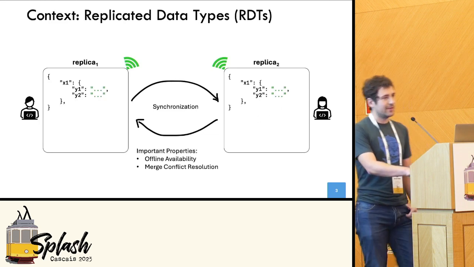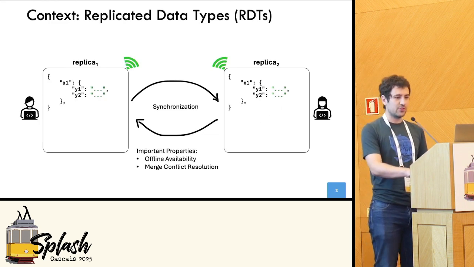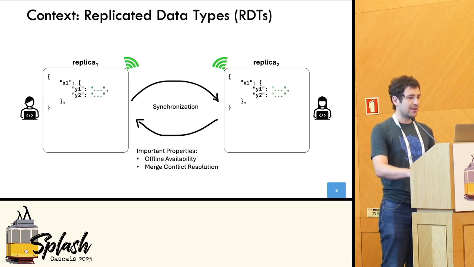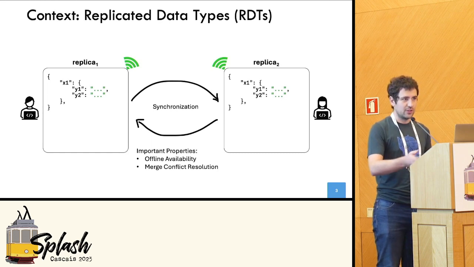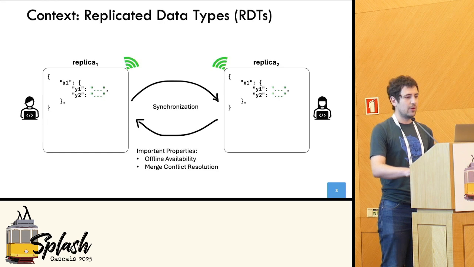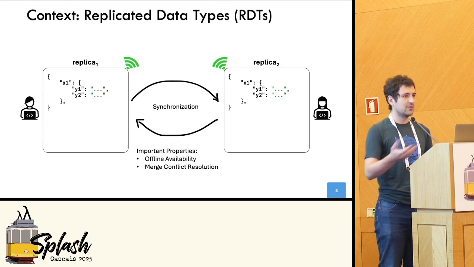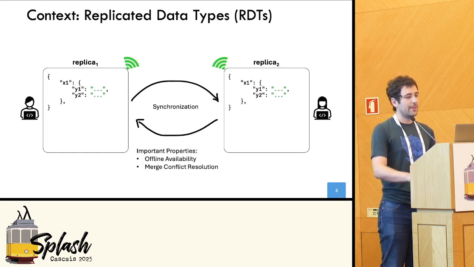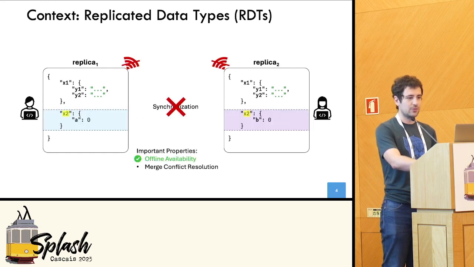Nowadays, replicated data types are powerful enough to support standard JSON objects like these, which have a key x1 and some sub-object with the keys y1 and y2. And you would use replicated JSON like this in an application for two important properties, or at least properties important to me, namely offline availability and automatic merge conflict resolution.